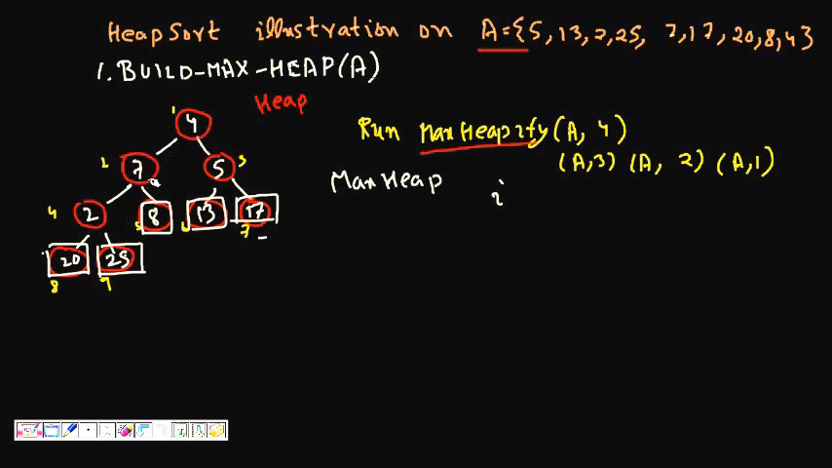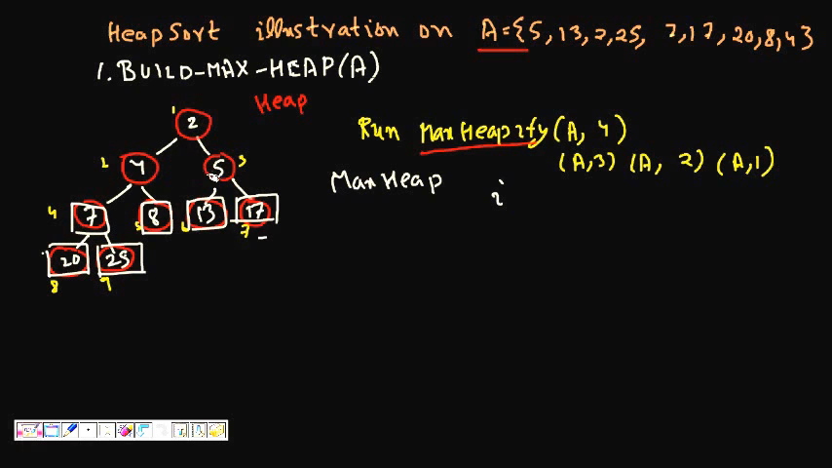Again the max heap property is not satisfied, so we swap 4 with 7. So 7 comes here, 4 comes here. Now max heap property is satisfied. So again we delete 7 from the heap. So 7 is now exchanged with 2. So 7 and 2 are swapped. 2 comes here, 7 comes here, and 7 is now gone.